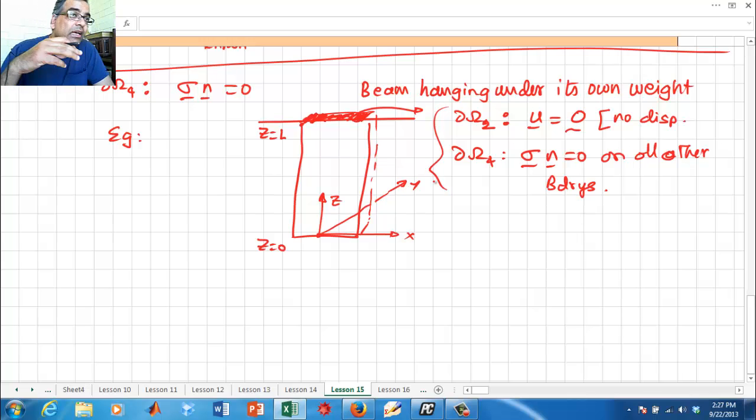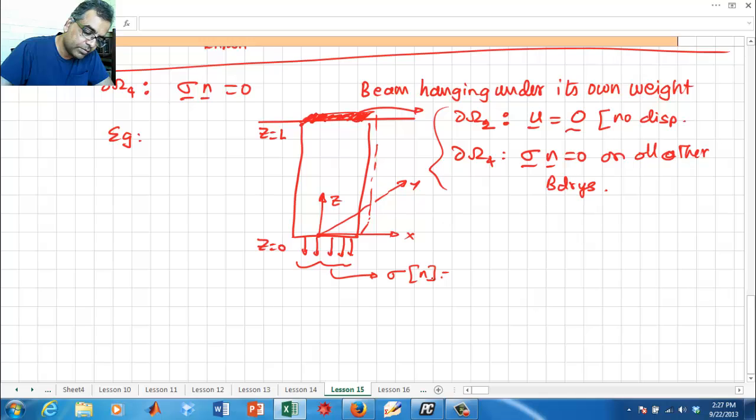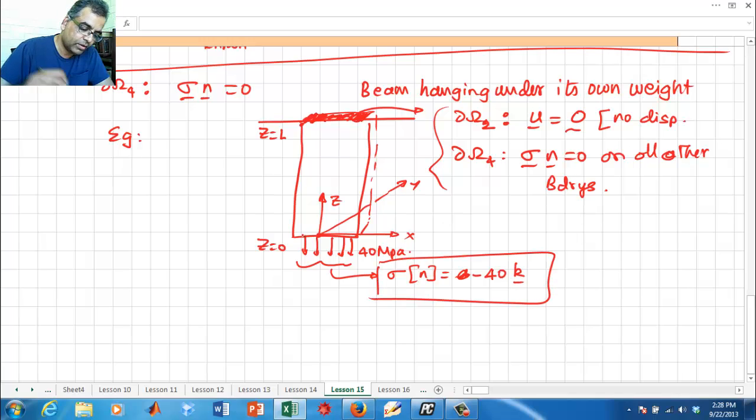So we have now converted the skin into a boundary condition. For example, if I had applied some distributed force here like that, then this would become something that's specified. Sigma times n here must be equal to, let us say I'm applying 40 megapascals here, in the negative x direction, so minus 40k. This will be my boundary condition on this face. Did you see how the boundary condition changes? And then this will be called dou omega 1, because that's the first type of boundary condition.